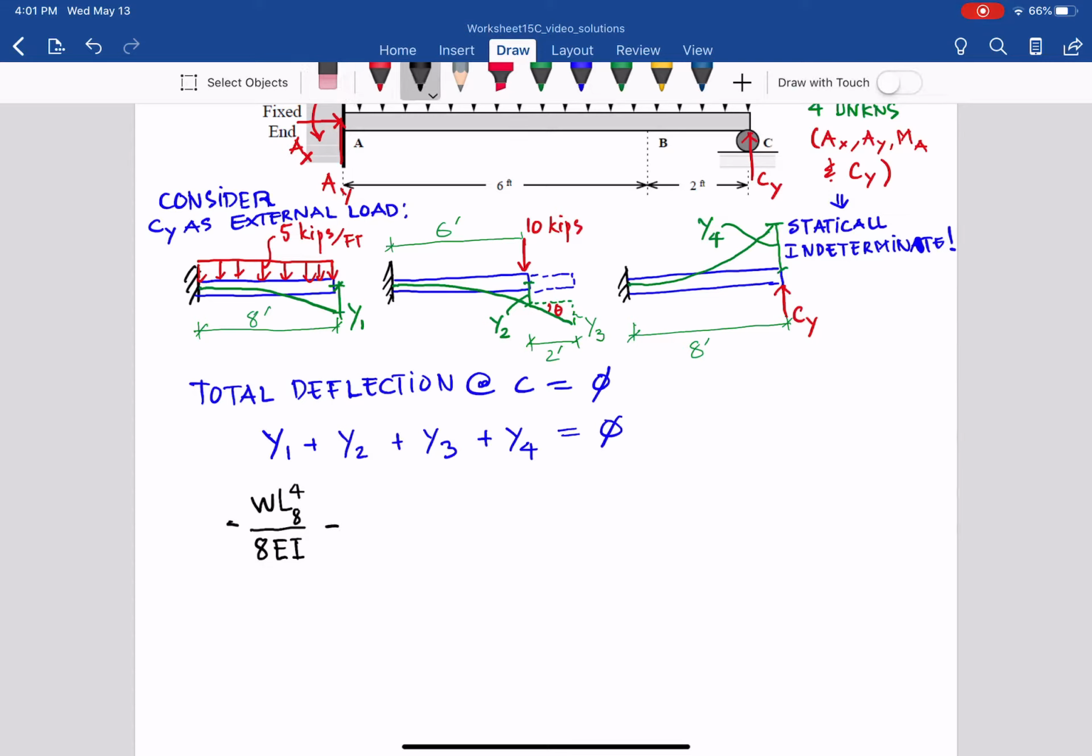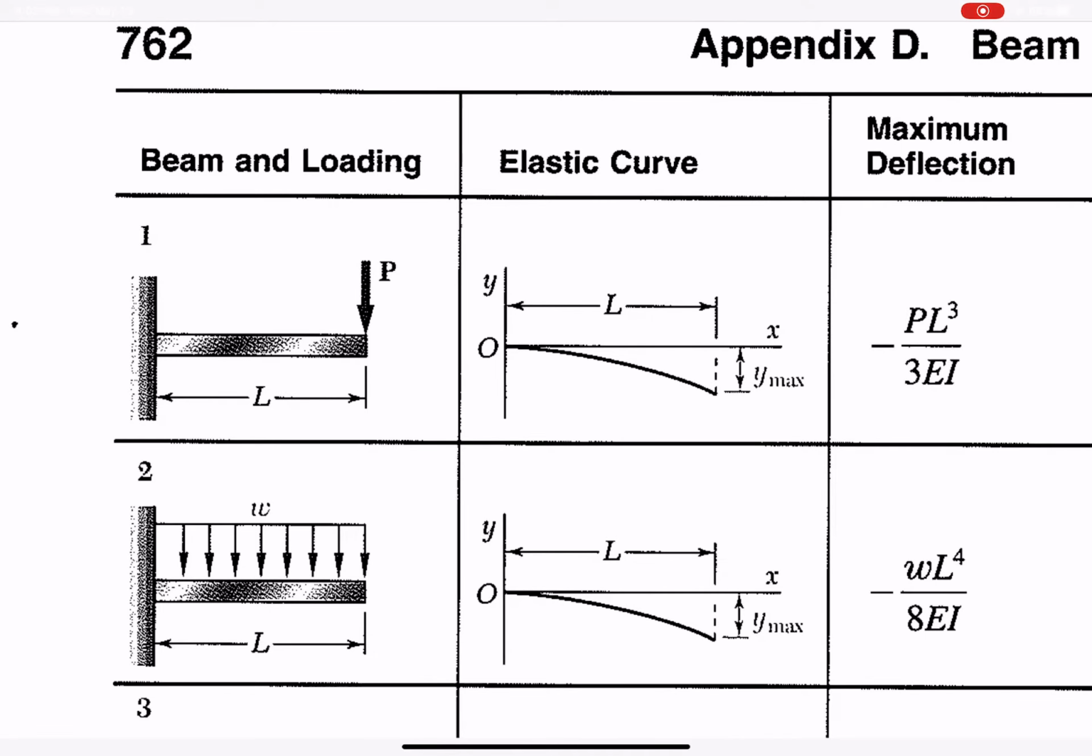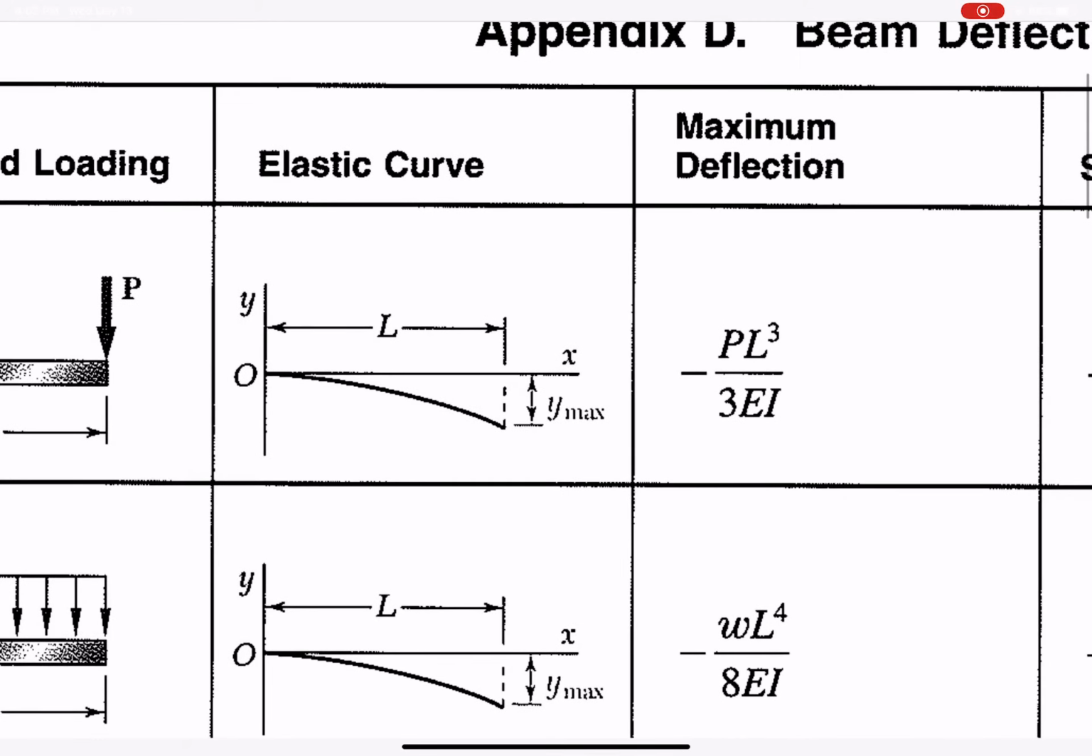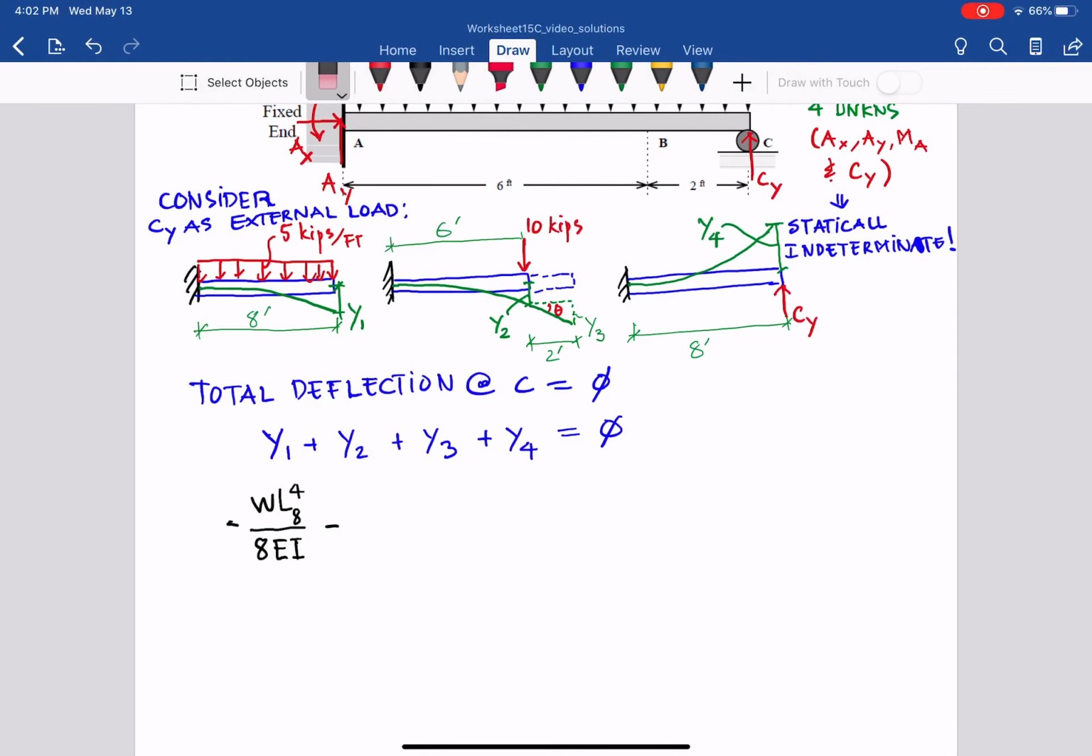So it will be negative W. Oh, not the W, the concentrated load. We have to go back here. It will be figure 1, and that is negative PL^3 over 3EI, as you can see there. So we can plug in there. It will be P L cubed over 3EI, and here L is 6 feet, and you plug the numbers in.